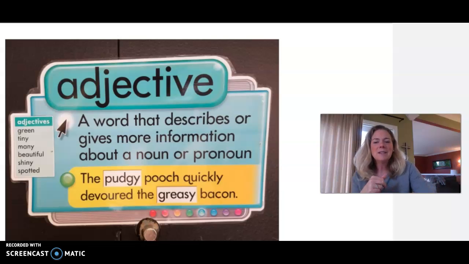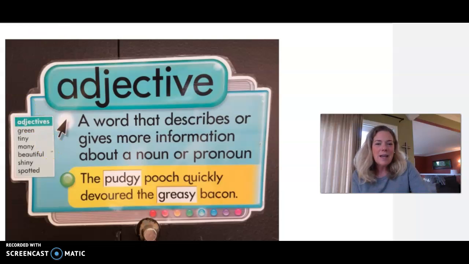On the side of this list, we also have some other adjectives that could be used. Maybe not in this sentence, but just in general. So green, always if you're describing a noun with a color, that color would be the adjective. So green, tiny, so we're talking about size, so color and size. Many, so we're talking about the amount. Beautiful, how it looks, shiny, spotted. So those are all words that describe the noun.